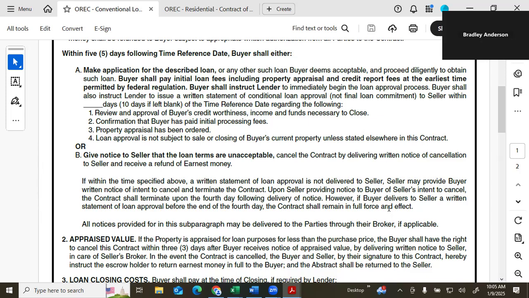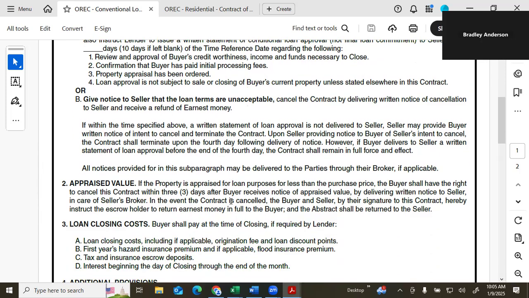Okay, so seller can deliver the notice of intent to cancel because they haven't gotten anything indicating that the loan is good to go, but they have 4 days for the buyer to come forward and say, well, wait a second, I actually can get this, and here it is. And if that's done by the last day of the fourth day, it continues on as planned.